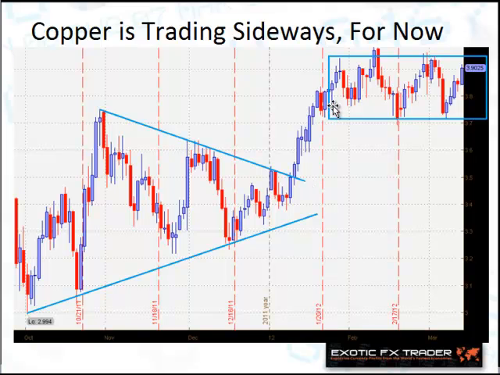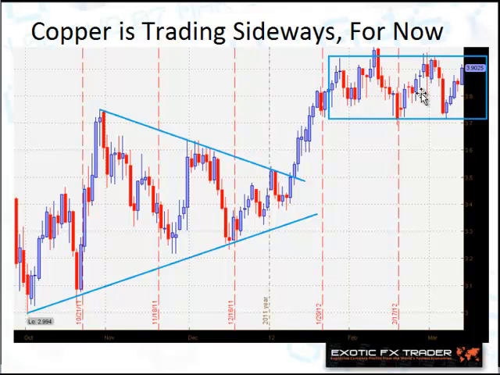But notice that once again, copper has been moving sideways and has created another area of consolidation. There is a new balance between buyers and sellers, and that created a formation known as a box. Once again, you want to wait for a breakout. If there is a breakout to the upside, that means copper will most likely move higher, and copper will be telling us that the global economy is not as bad as it looks.